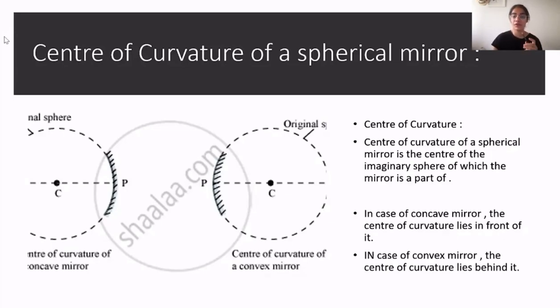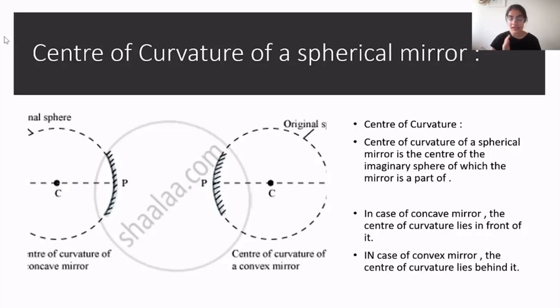Now, if you look on the left hand side of the diagram, you have a concave mirror. Why? Because the reflecting surface is represented as polished and the hard surface is represented by lines. It means light will not pass through that surface. So the first diagram on the left hand side is a concave mirror. The center of curvature of a concave mirror lies right in front of the concave mirror.